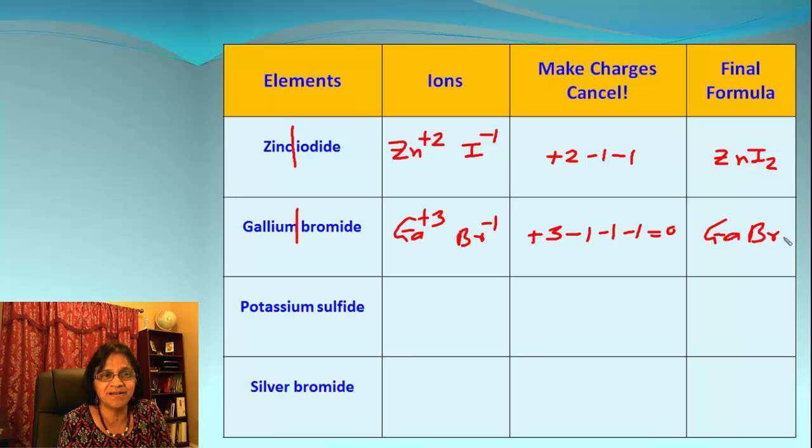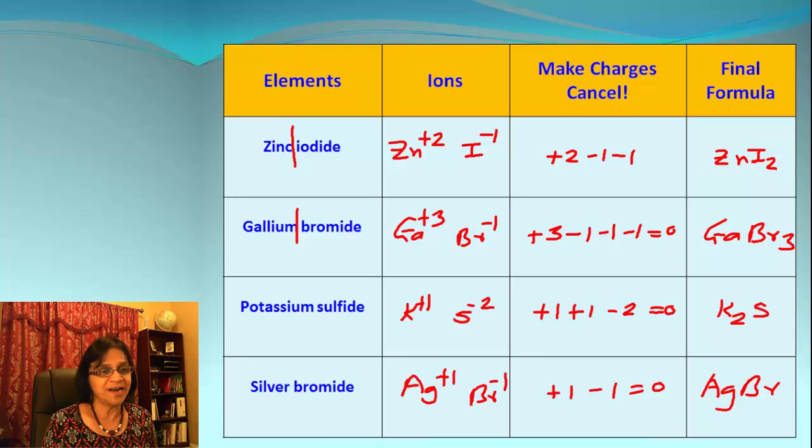Can you work on the next one? I'm sure you can. So let's check your answers. Potassium is positive 1, sulfide is negative 2, and that gives you K2S as potassium sulfide. For silver bromide, remember silver is positive 1, bromide is negative 1, which gives you 1 ion each, and it's AgBr.